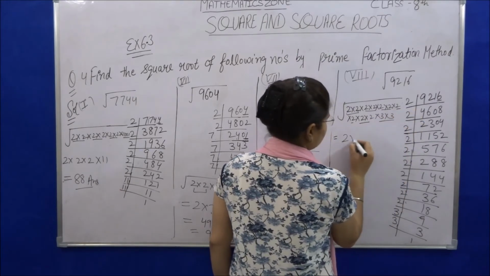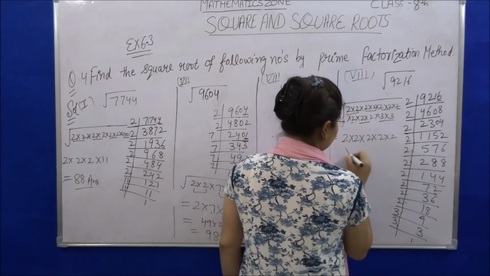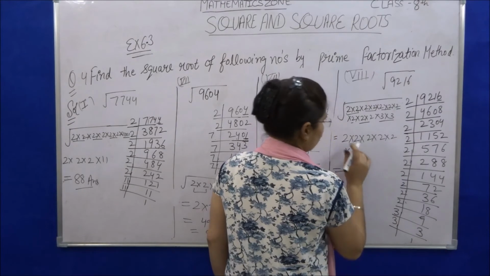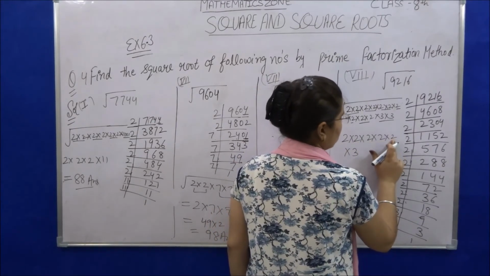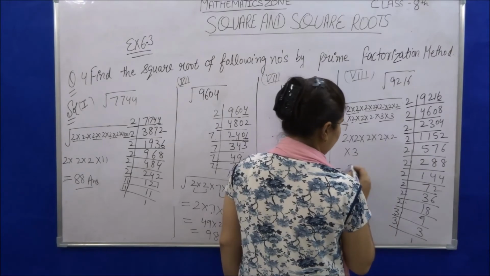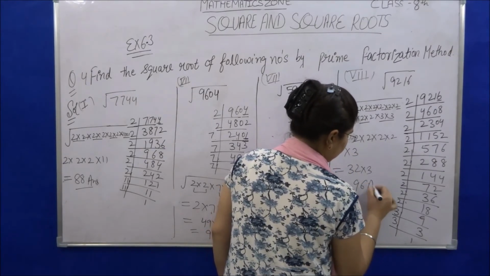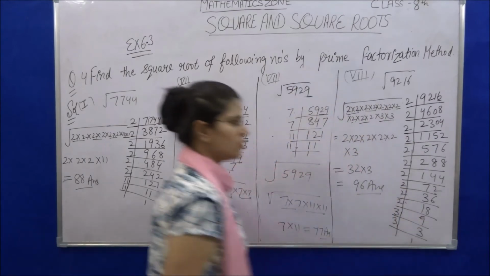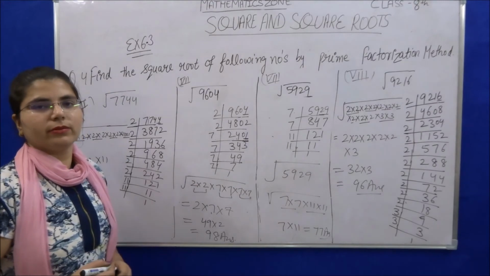So 5 times 2, and 1 time 3. So we get 2 to the 4, 4 to the 8 to the 16, 16 to the 32, 32 multiplied by 3. That will be 96. So this is all about the prime factorization method.